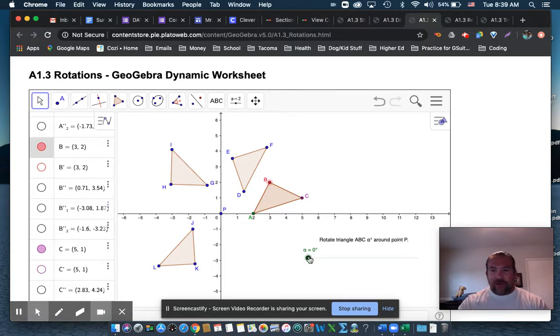So what I want to do is I'm going to rotate 90 degrees. And notice I'm rotating around this point right here. We call that the origin. So all of our rotations are going to focus around the origin. Now if I rotate 90 degrees, so I'm going to drag this all the way to 90.